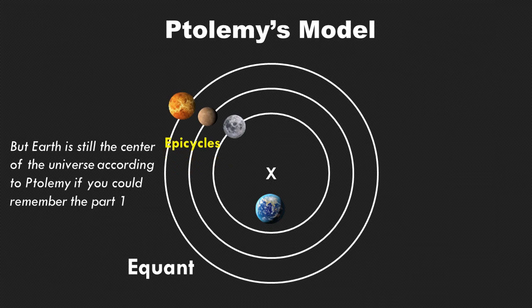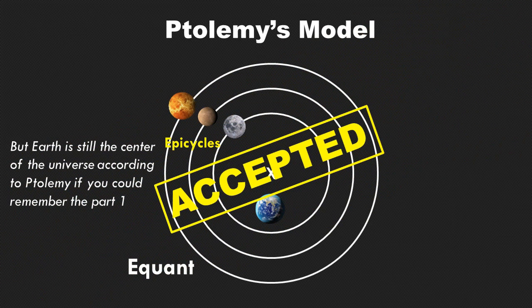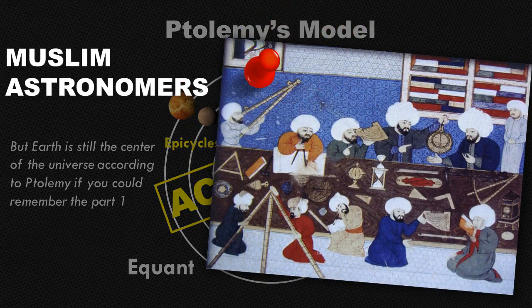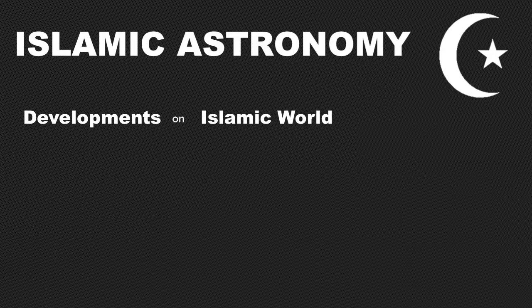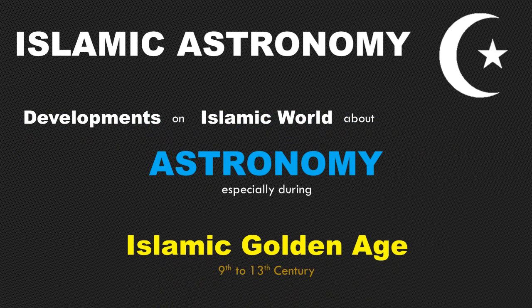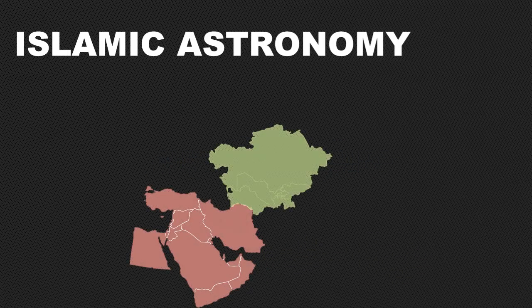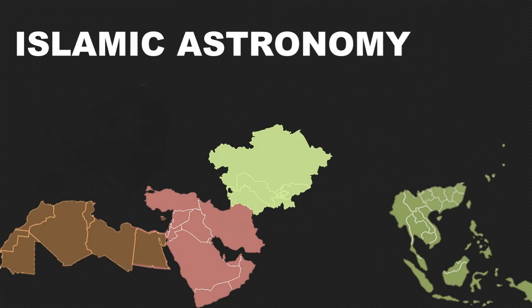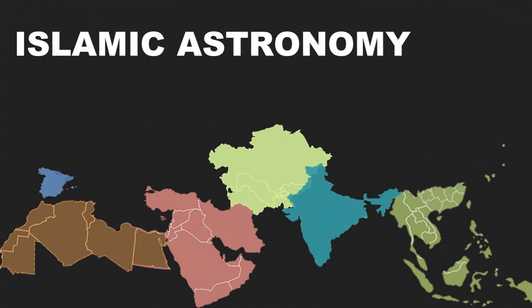Back again to the ancient astronomers, many of them believed and accepted the Ptolemaic system, especially the Muslim astronomers. The astronomy of Muslims, commonly known as Islamic astronomy, is all about the developments in the Islamic world in astronomy, especially during the Islamic Golden Age, from the 9th to 13th century AD, occurring in the Middle East, Central Asia, North Africa, the Far East, Al-Andalus, and India, and mostly written in the Arabic language.